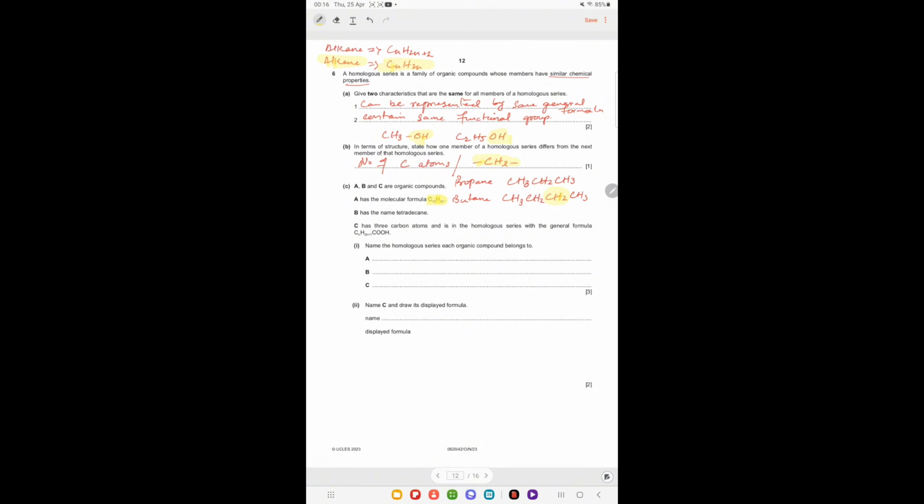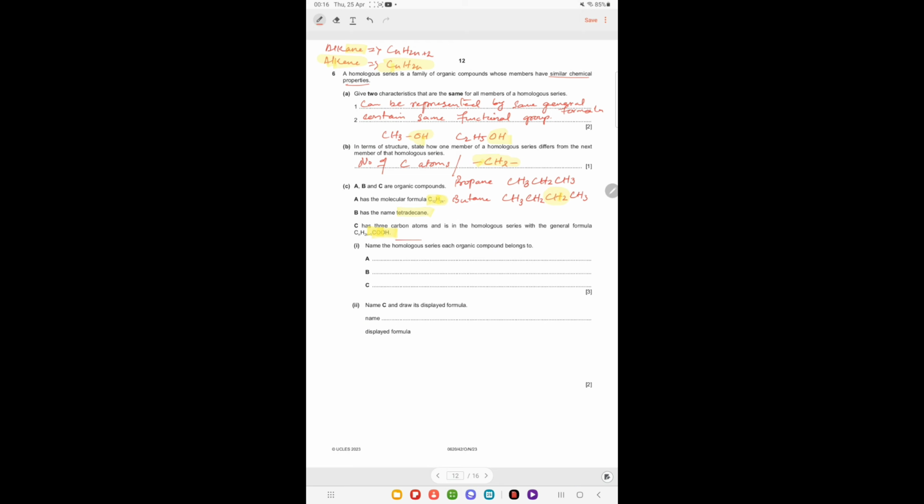B has the name tetradecane. We can see that its name ends in ane. So the name of alkanes also ends in ane. So that's an alkane. So these are the tricks to remember, tricks to understand which organic compounds they are. C has 3 carbon atoms and is in the homologous series with the general formula CnH2n+1COOH. Name the homologous series. And the third one, as we can see, contains a carboxylic group. So this is a carboxylic acid.